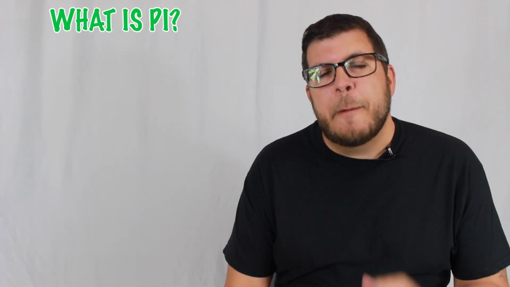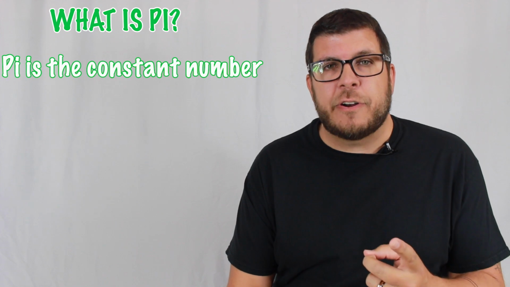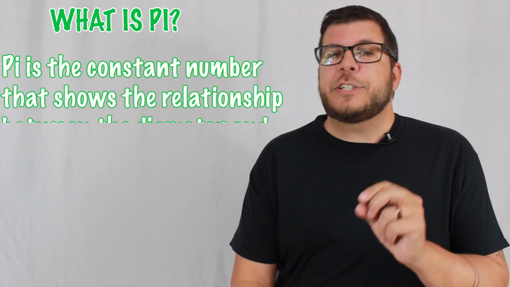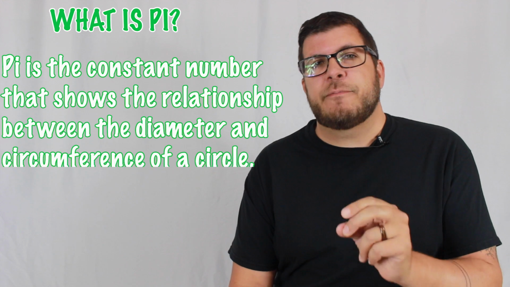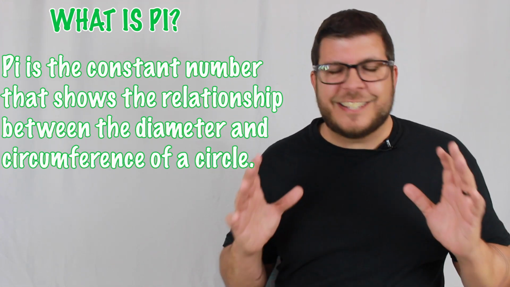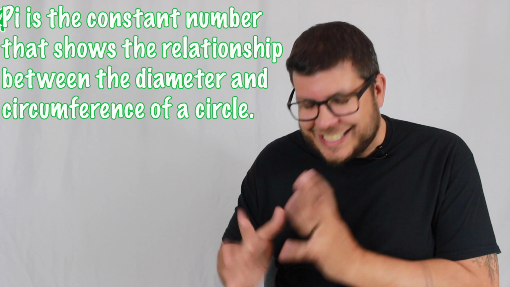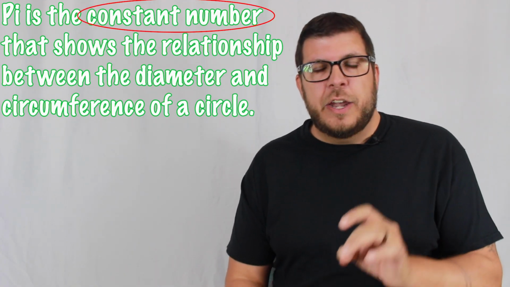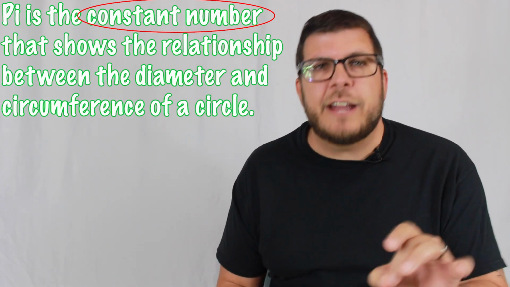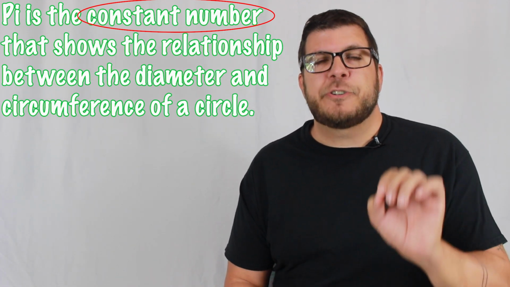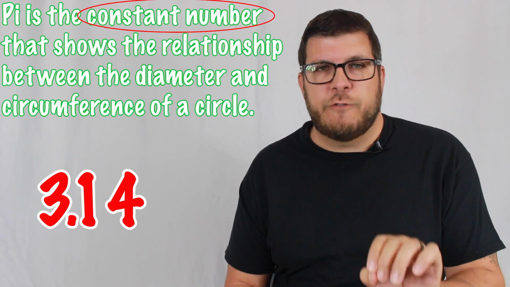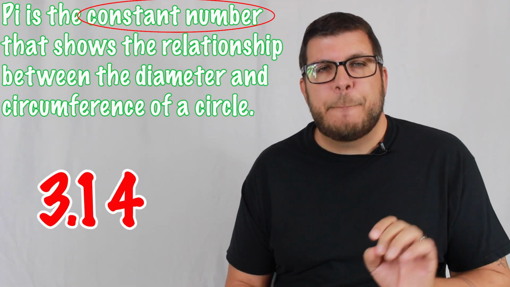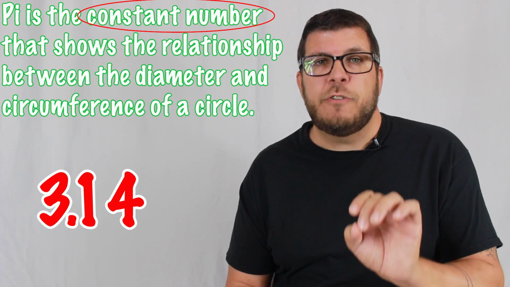Before I jump into that trick, I want to talk a little bit about what pi is. What is pi? Pi is a constant number that shows the relationship between the diameter and the circumference of a circle. That's a lot of words in a definition, so let's dissect that a little bit. It's a constant number. It's the same number every single circle you ever see, the pi represents 3.14 every single time. Pi is 3.14.